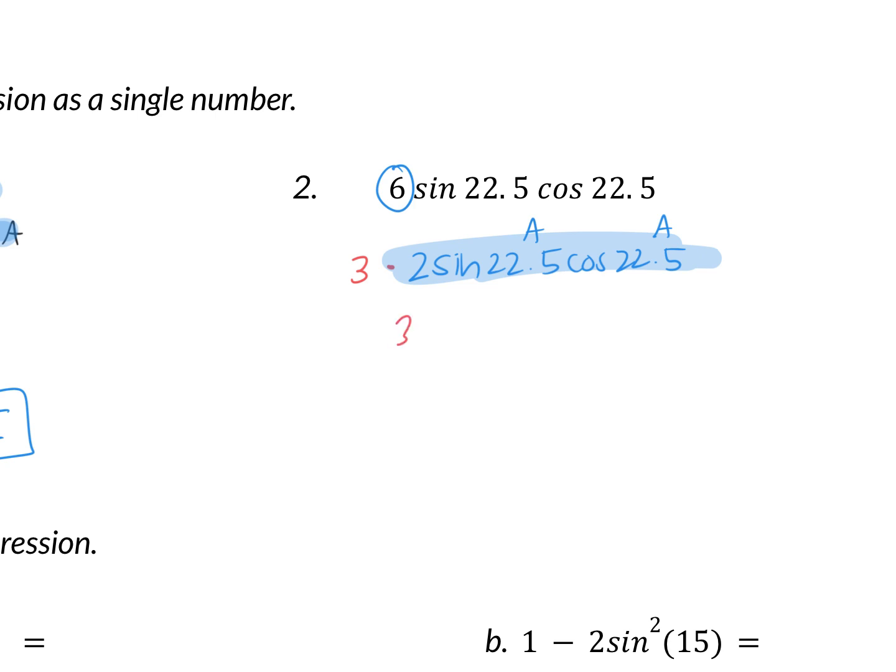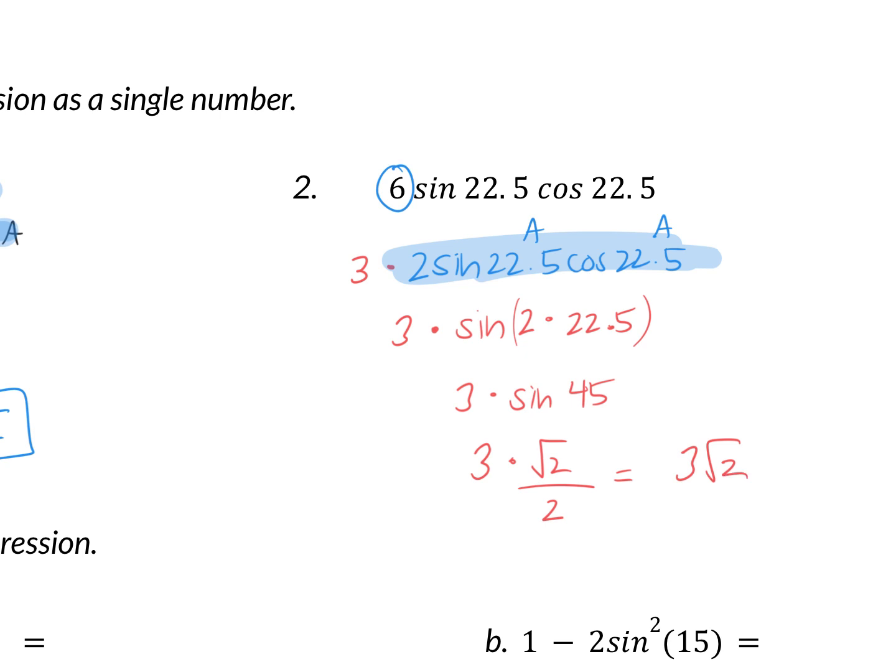So I'm going to have 3 times sine of 2 times 22.5. And if I simplify 2 times 22.5, I get sine of 45. And what's sine of 45 going to give me? Square root of 2 over 2. So this would then equal 3 square root of 2 over 2.